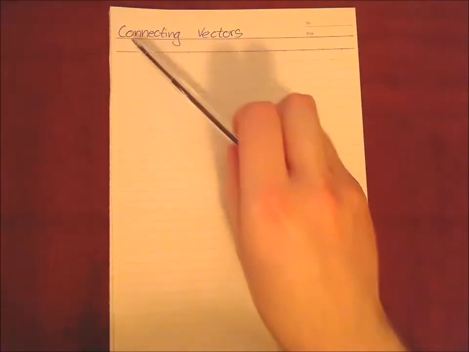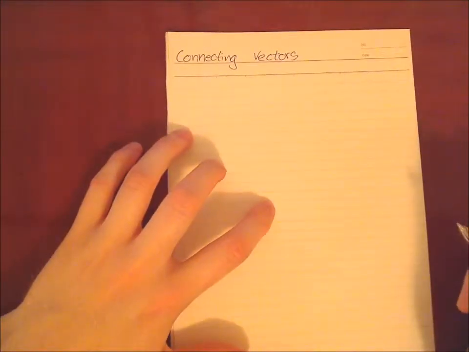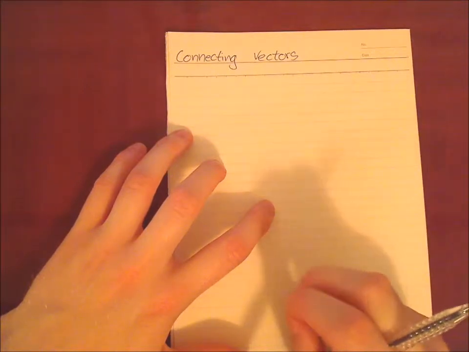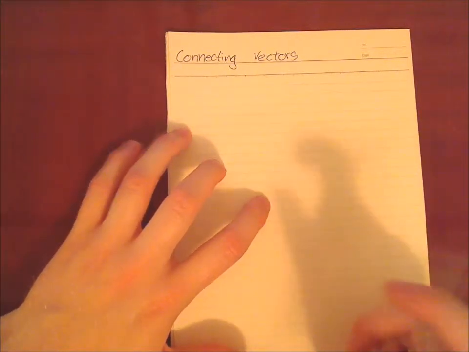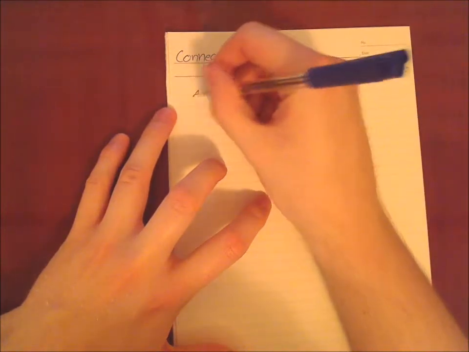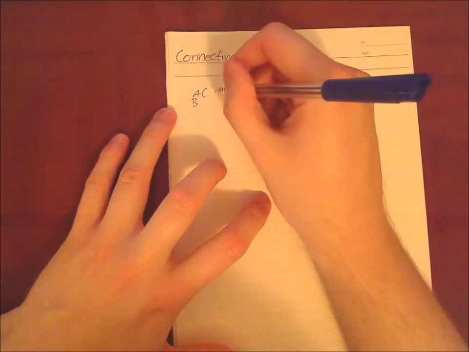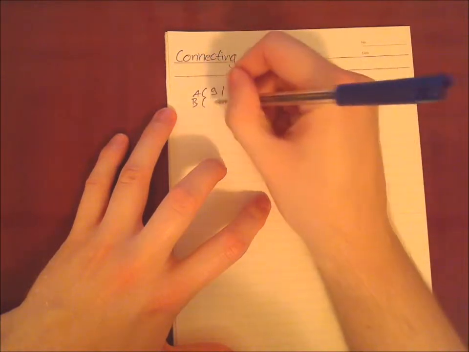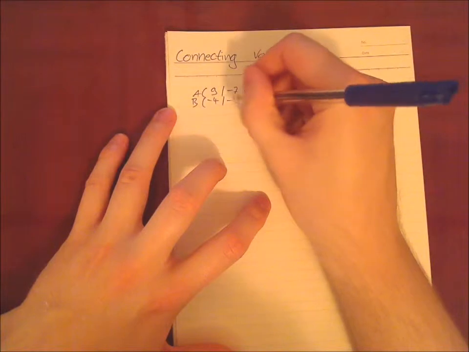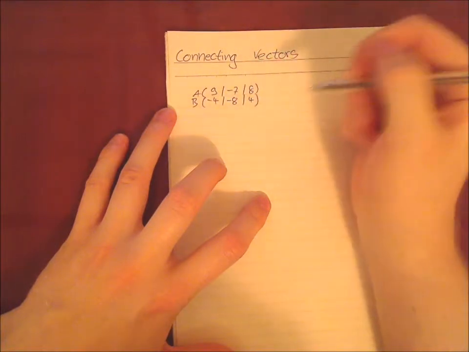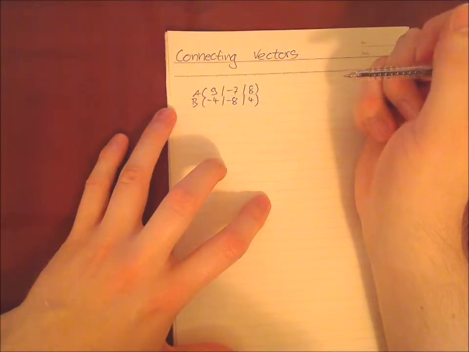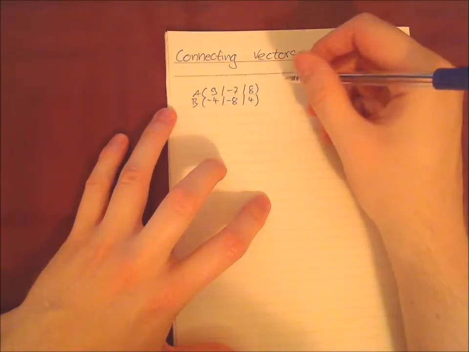How to calculate a connecting vector? This is actually not too difficult. You just have to know a little bit of subtraction, and then you already have it, so it's not too difficult. Let's just calculate an example. Given 2 points, we have A, which is 9, minus 7, 8, and B, which is minus 4, minus 8, and 4. And we want to know the connecting vector from A to B.